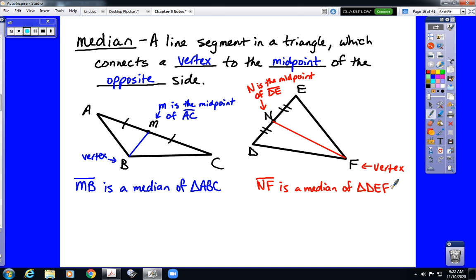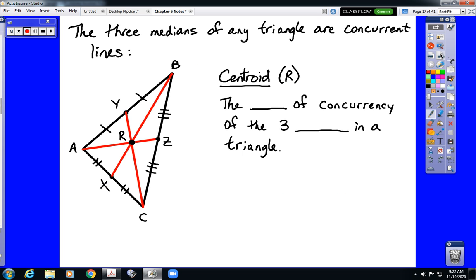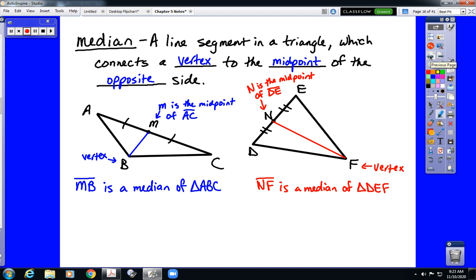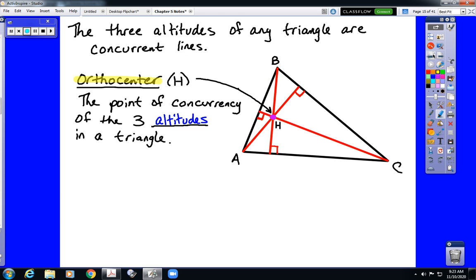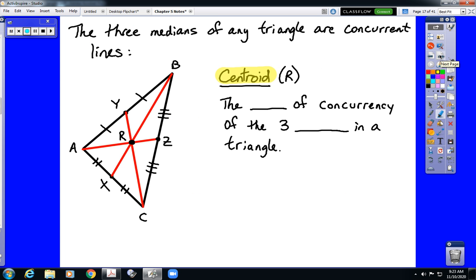Okay, so if we drew all three medians in a triangle, they come together at a single point as well. They are concurrent, which gives us another vocabulary word here, the centroid. Did I miss any vocab words on that previous slide? I guess I did. Median is a vocab word, so it should be highlighted. Okay, so the three medians in any triangle are concurrent. They come together at a single point. The point of concurrency of the three medians in a triangle is known as the centroid. It's worth noting that the centroid will always be inside of the triangle.